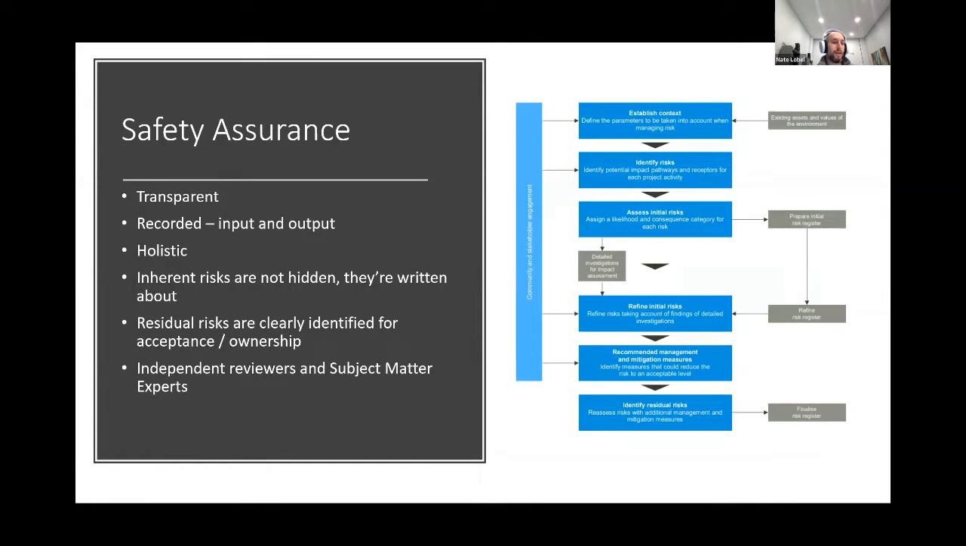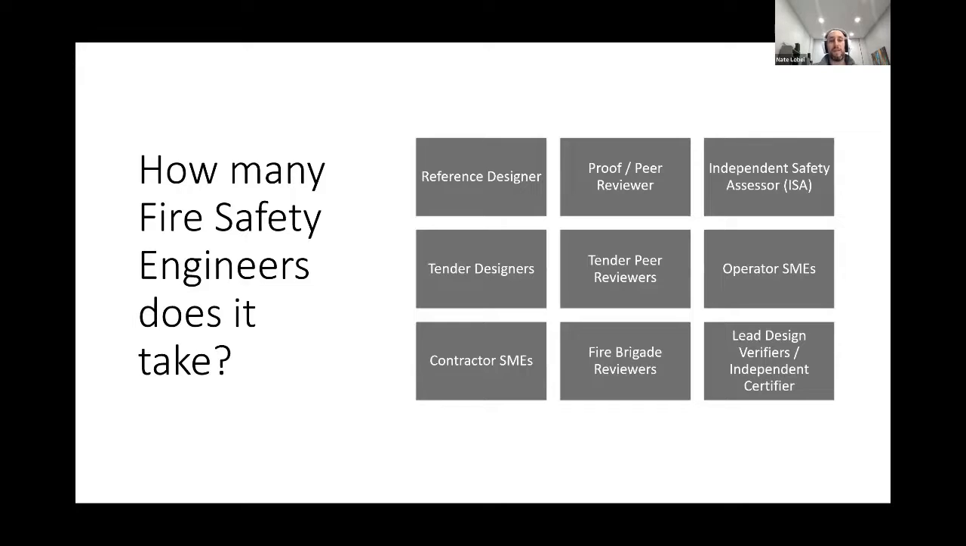Earlier, as I said, on rail projects particularly, safety assurance is not just an outcome, it's a process. It has to be recorded. Any inherent risks aren't hidden; they're written about in plain sight, transparently. It's not unusual to end a project with a lot of risks still open and existing. It's just that they've been identified, understood, mitigated so far as is reasonably practicable, and then accepted. And in that, there are a lot of hands on an infrastructure project.